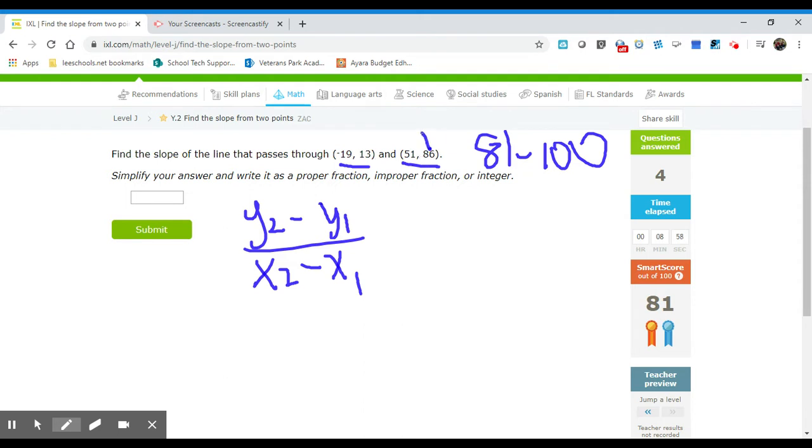So 86 minus 13. Okay, well, 80 minus 10 is 70, and 6 minus 3 is 3. So this will be 73.